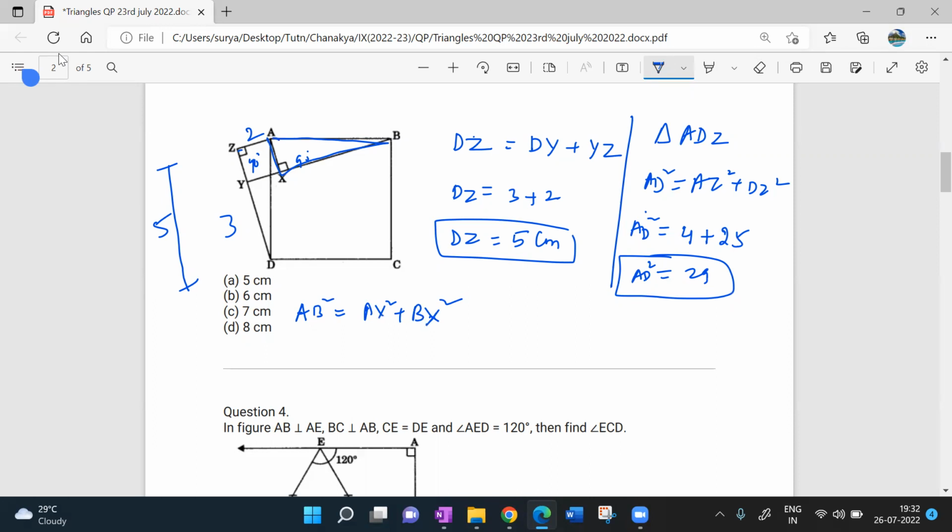That is a square, right? AB is equal to AD, since it's a square. And AX is equal to AZ, this is also a square. Someone was asking how come it became 2. It is a square, all sides are equal, so YZ is equal to 2.